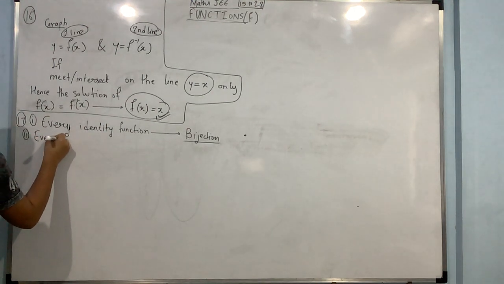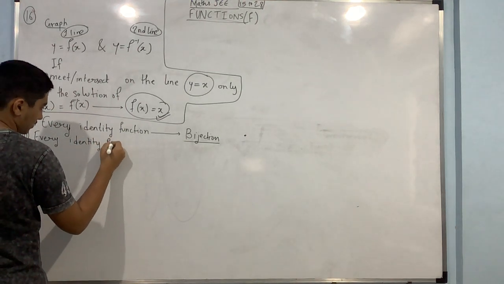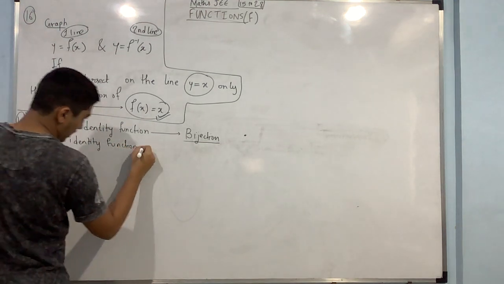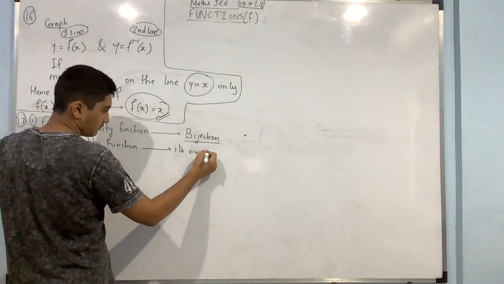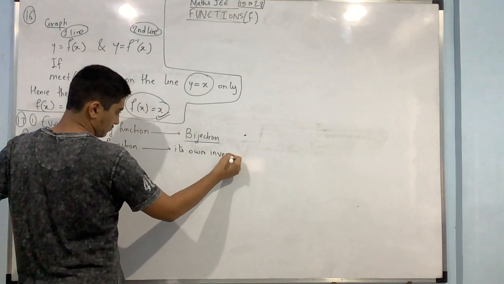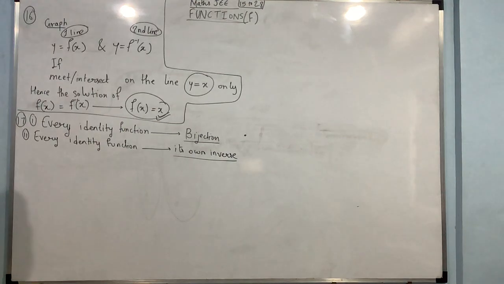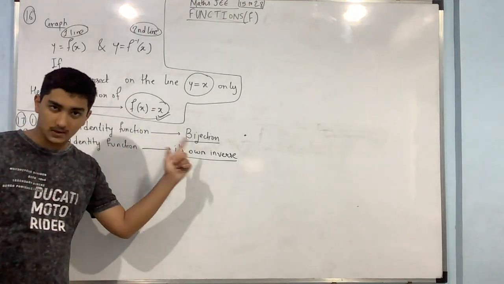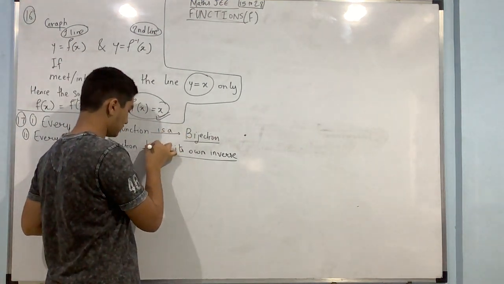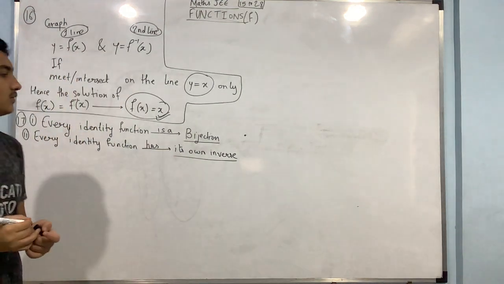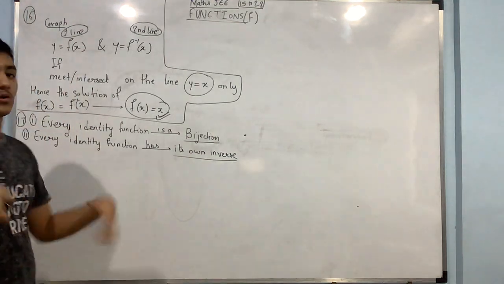Every identity function has its own inverse. There are two points. Every identity function is a bijection, and every identity function has its own inverse.